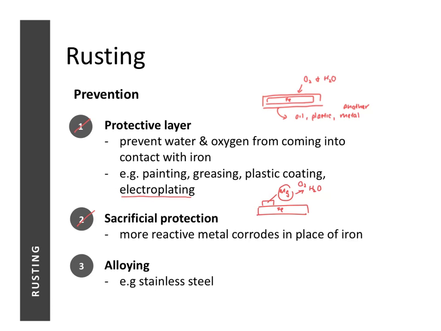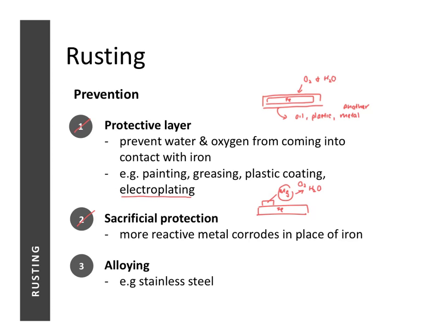So sacrificial protection is usually used for very huge structures or in ships, where we only need to attach a piece of a sacrificial metal to protect iron from rusting. Okay, and the thing about the sacrificial metal is that it will be gone in no time, so we need to replace it regularly in order to protect the iron.